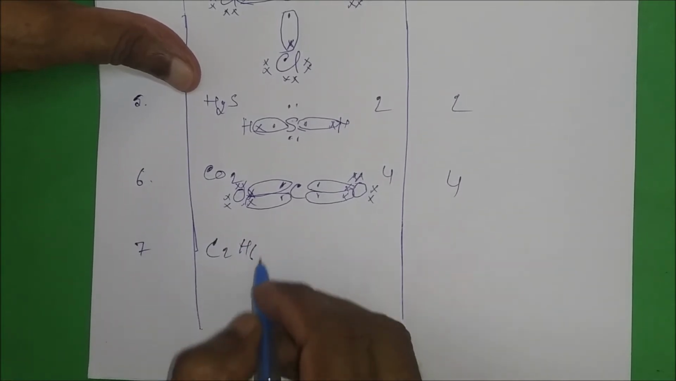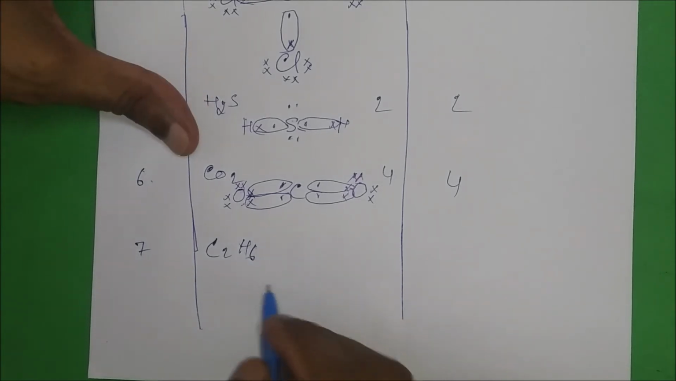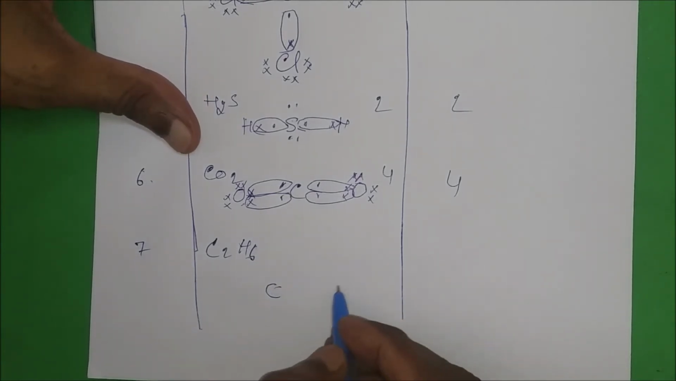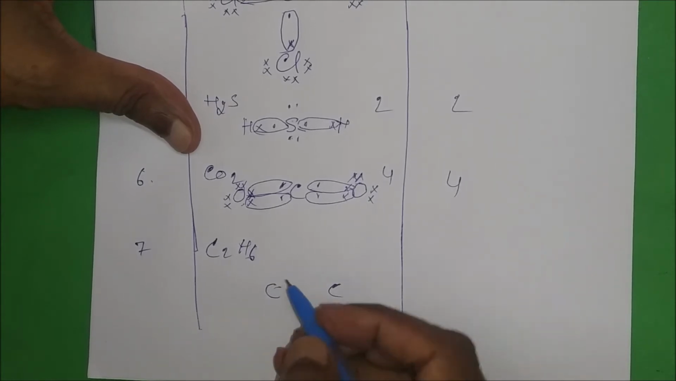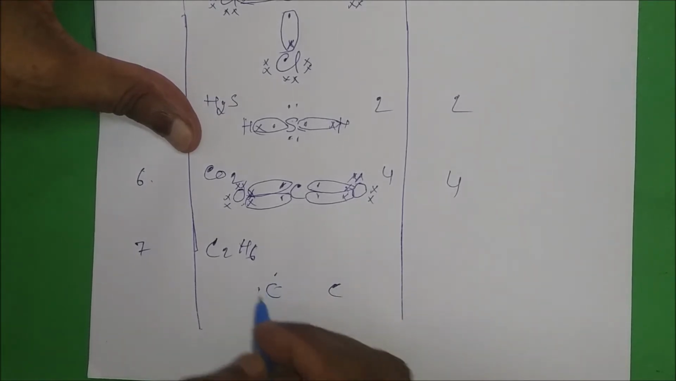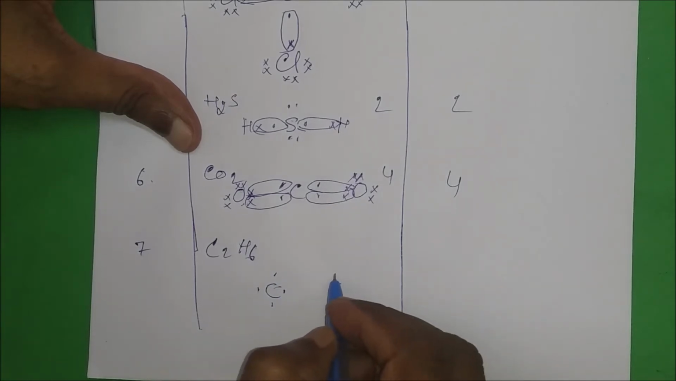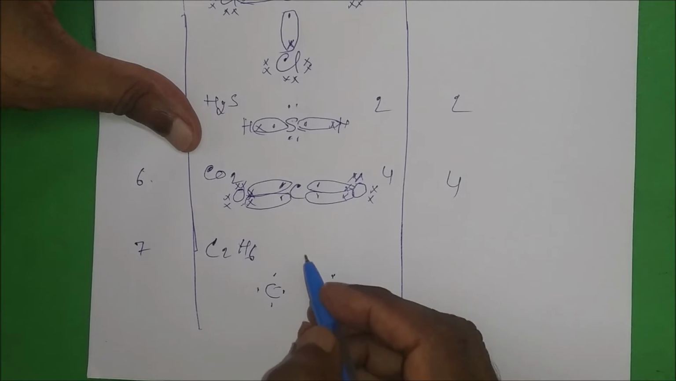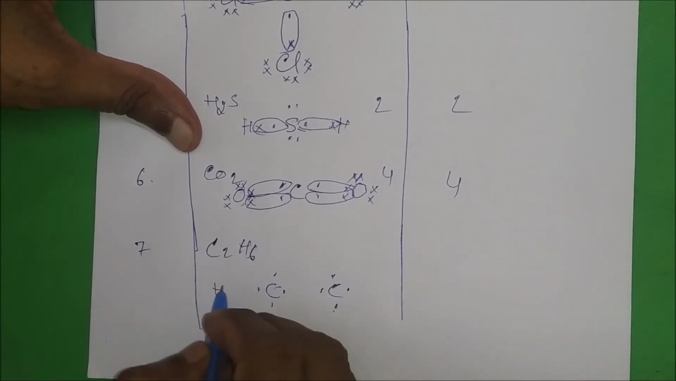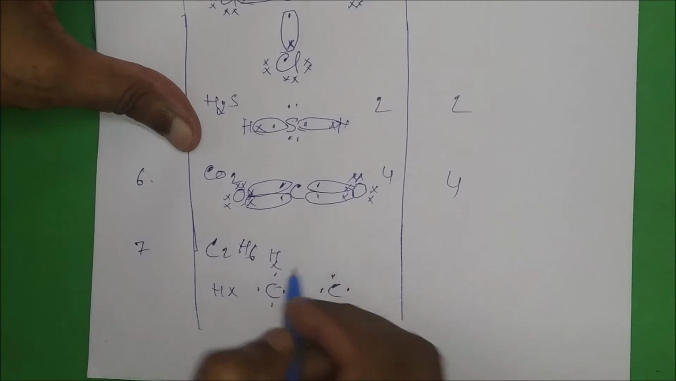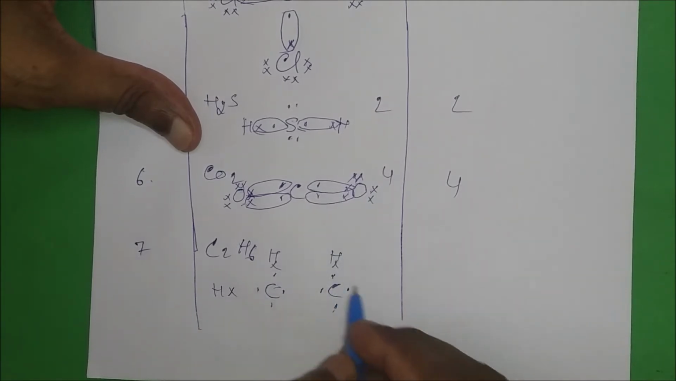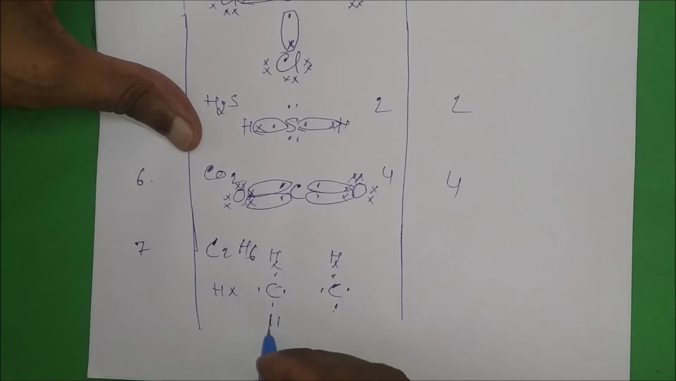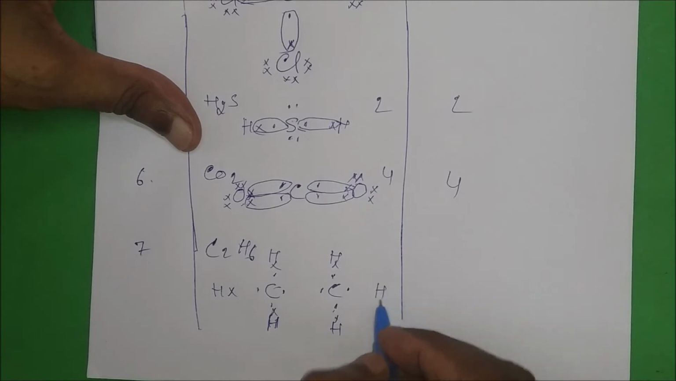C2H6. Try to understand. Two carbons are there, so put one carbon here and one carbon here. Carbon has four bonds here, here also, and here. Now hydrogen is six. So what will be there? Hydrogen one here, hydrogen one here, hydrogen one here, hydrogen one here, hydrogen one here, and hydrogen one here.